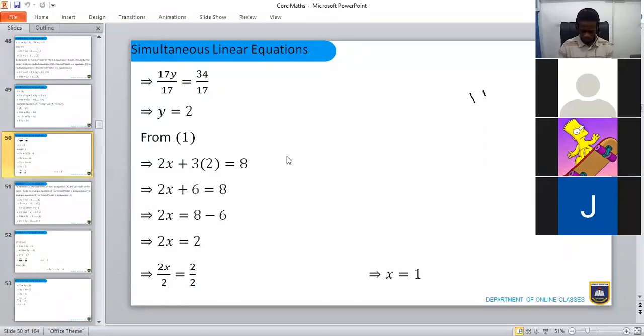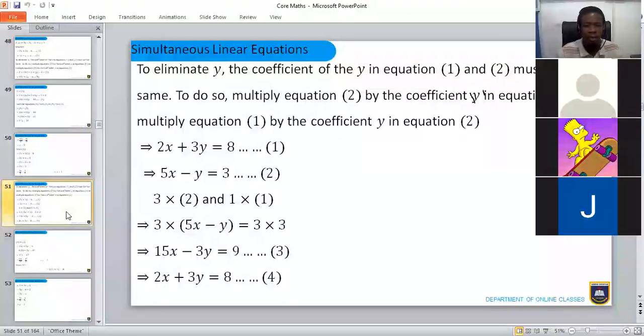Okay. If you don't have any further question, it's almost done. So let's quickly look at the other way around. Now to eliminate y.